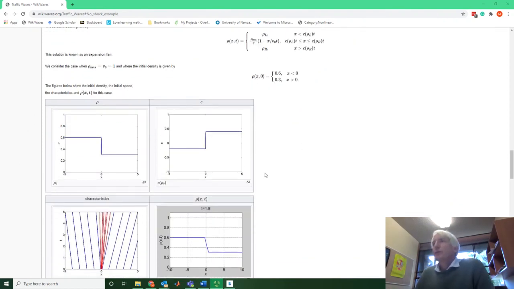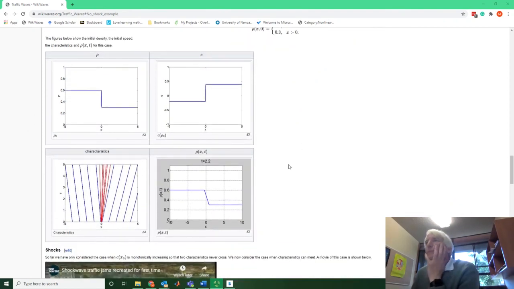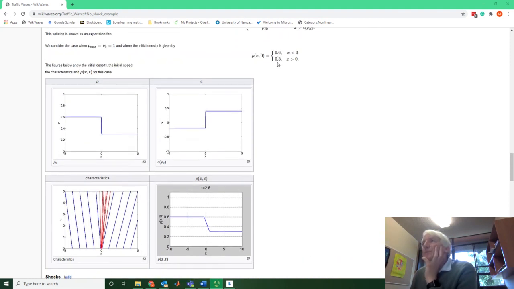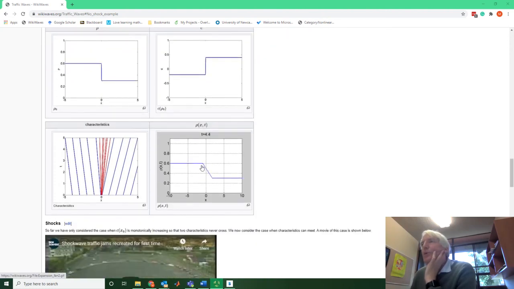So here's the solution. So we've got 0.6 and 0.3 density. There are the characteristics. There's the expansion fan, and there's the solution going forward. Okay, and since the 0.6 is slightly closer to 0.5, this expansion fan is steeper. This characteristic here is steeper than the ones here, so this point moves away faster than this point here.